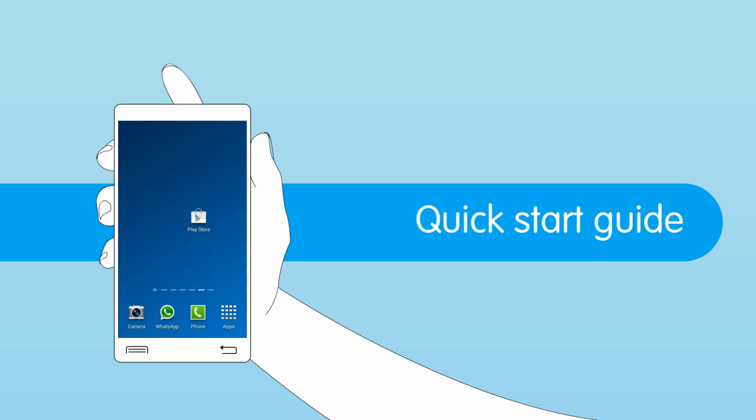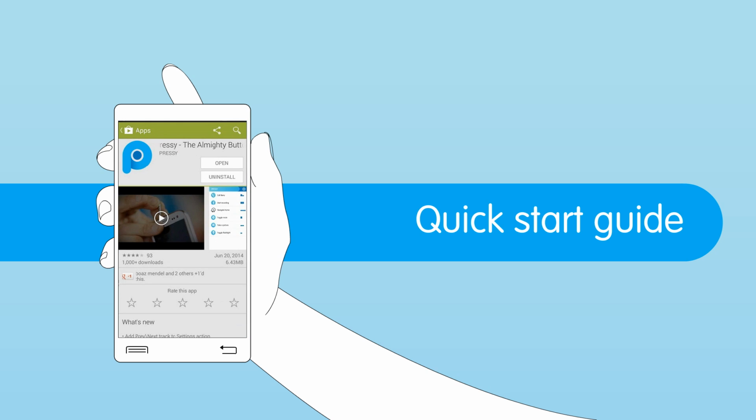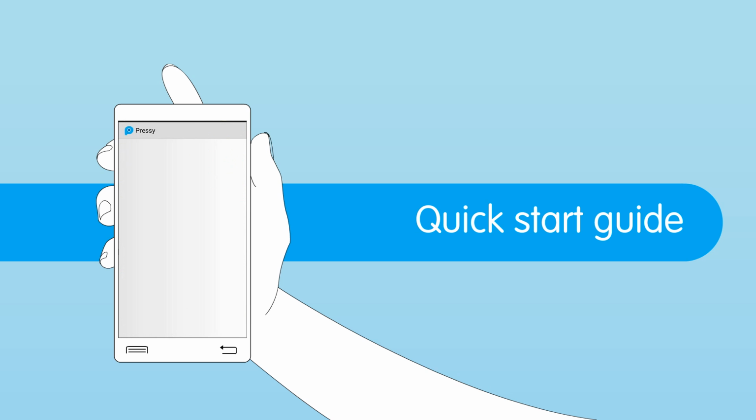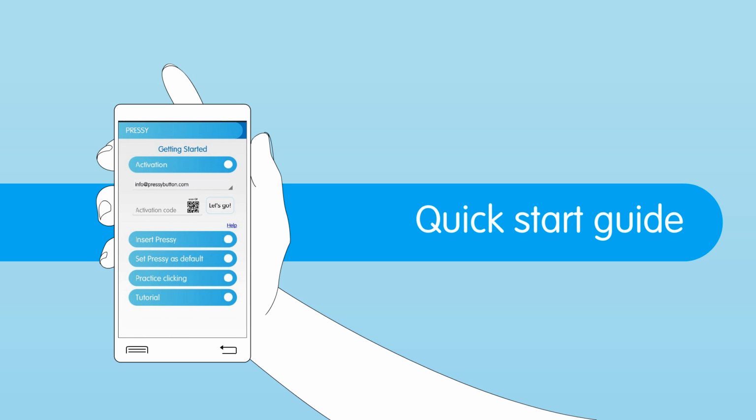This tutorial is very important in order to set up Pressy so it can work properly. Let's go ahead and get started. First, download the Pressy app from Google Play and then launch it. The first screen you will see is the Getting Started section. You'll see a checklist of actions you need to do in order to start using Pressy.